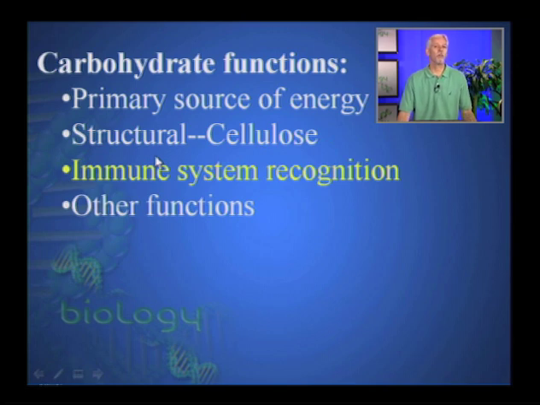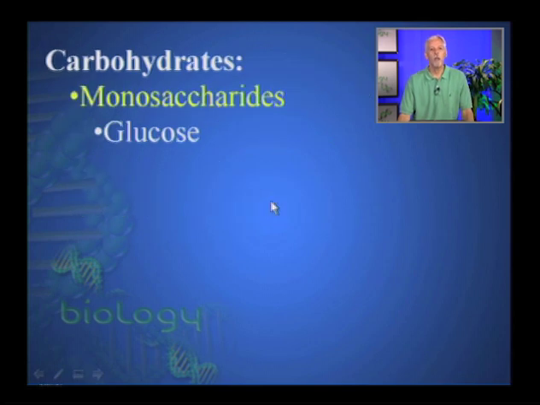Our white blood cells, for example, recognizing foreign substances, sometimes look at proteins, and other times they look at carbohydrates. There are some other functions for carbohydrates as well, but I think that covers the major functions. Now, when we talk about carbohydrates, we're going to follow the same formula we talked about before. There are monomer units that can be assembled to form polymers. And so our monomer units in carbohydrates are referred to as monosaccharides.